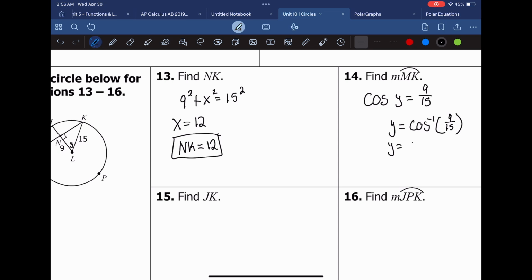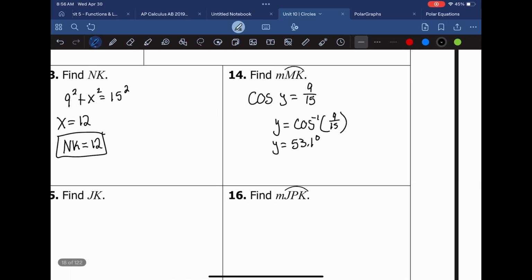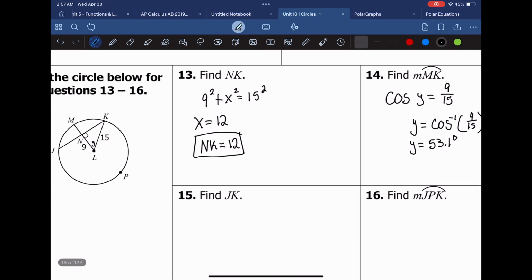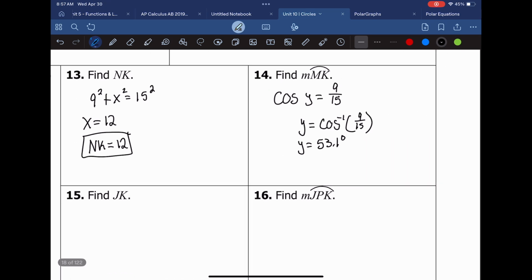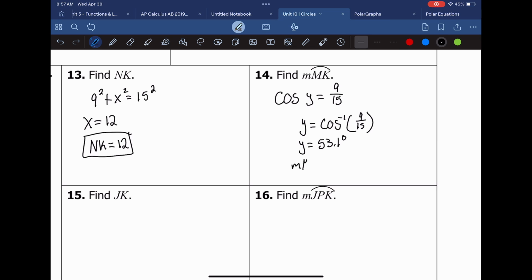Yeah. It should be 53.1 degrees. But again, that's not what I asked for. I didn't ask for the central angle. I can use the central angle to say, hey, the measure of arc MK is 53.1 degrees. Okay, right? You should say what the actual final answer is. So you can't just say, hey, this y variable that you didn't ask for, that's 53.1 degrees.